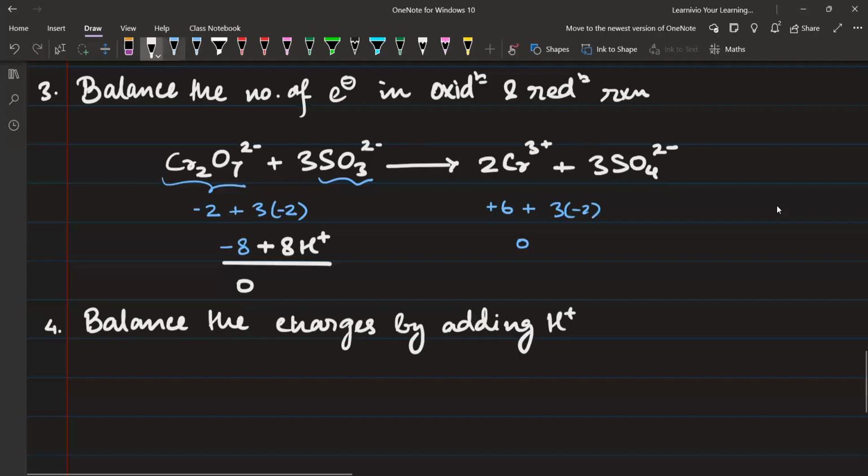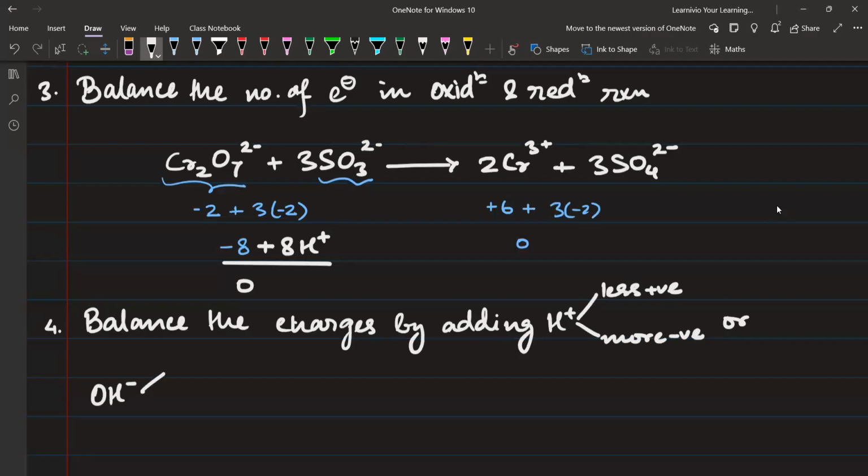अब H positive में ही आप यहाँ पे लिख लीजिएगा, कहाँ पे ऐड होगा, towards less positive side या फिर more negative side, H plus और OH negative if it is basic medium. OH negative कहाँ पे ऐड होगा, wherever it is less negative side में ऐड होगा, or it will be added on more positive side. If both are positive, then on the more positive side we have to add OH negative. It is if it is basic medium. Balance the charges by adding H plus or OH negative.